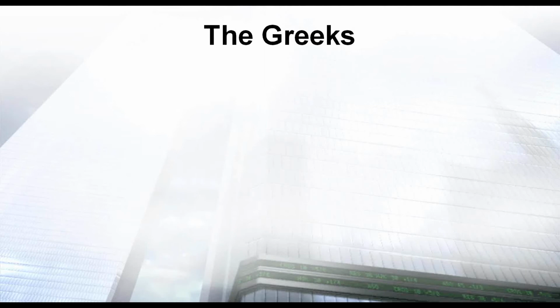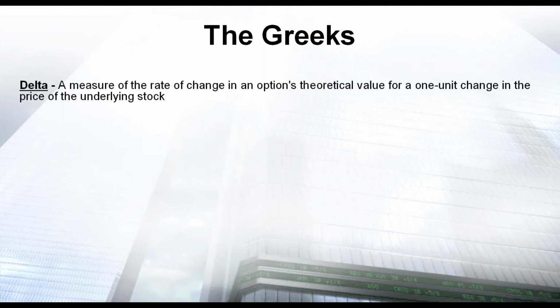Now, the Greeks. Now we're getting into a little more of the complicated terms here, and if you're just starting out, this may confuse you a little, but also these are very, very important tools when you're trading options. Number one, delta. This is a measure of the rate of change in an option's value for a 1 unit change in the price of the underlying.